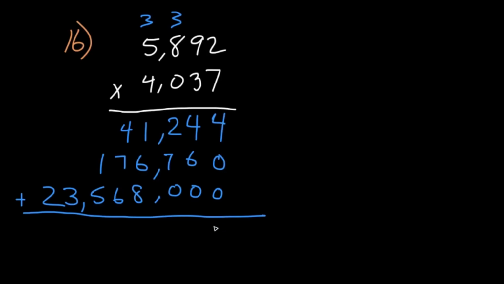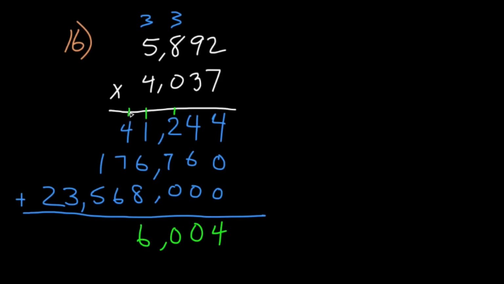4 plus 0 is 4. 4 and 6 is 10. Carry the 1. So we have 1 plus 2 is 3. Plus 7 is 10. We just have 10 here. Carry it over. 1 and 1 is 2. And I'm going to add that to the 8 to give us 10. Plus 6 is 16.